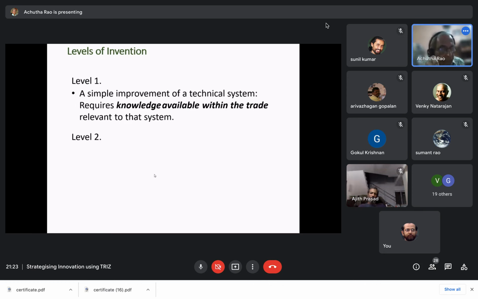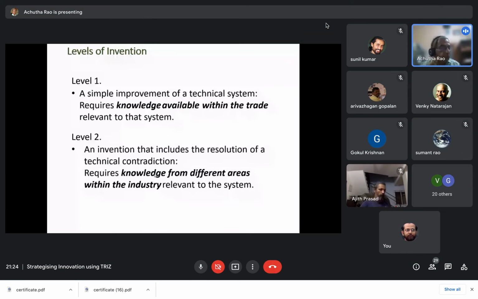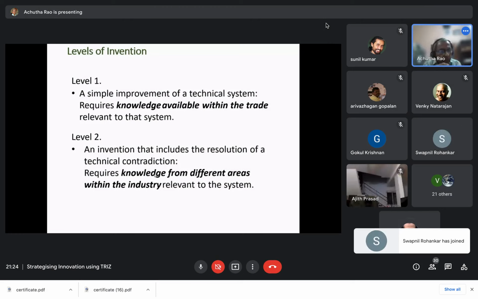Level 2, still the solution may be patentable. Don't confuse patentability and innovation. Level 2 is actually an invention that includes a resolution of a technical contradiction. Technical contradiction means, when I improve one technical parameter, it adversely affects more than one technical parameter on the other side. So that is a technical contradiction. There are 2 types of contradictions. Briefly, I told you, when I want to improve the mileage of a car, I reduce the weight of the car, so it affects the impact resistance. So that's a technical parameter. I may not have the knowledge with me, but I can use the knowledge of the automobile industry as such. So that is level 2.